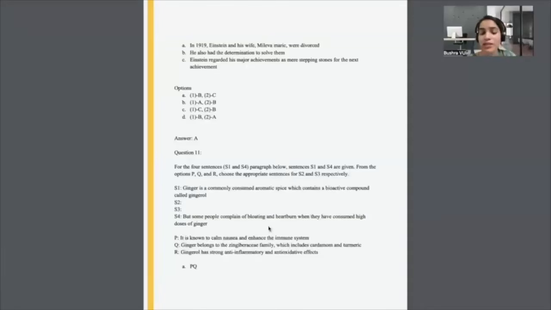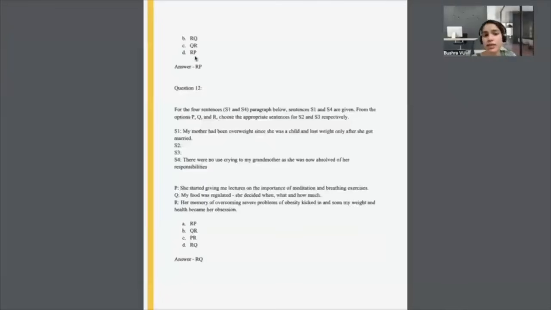Antioxidative, as in it is going to help your immune system. So these two sentences have some interconnection. And finally, if you try to backtrack, but some people complain of bloating and heartburn when they have consumed high doses of ginger. So the last sentence is talking about bloating, heartburn. Bloating, nausea, heartburn, immune system, they are somehow related. That's why the correct answer is RP. Let's check. Yes, the answer is RP.